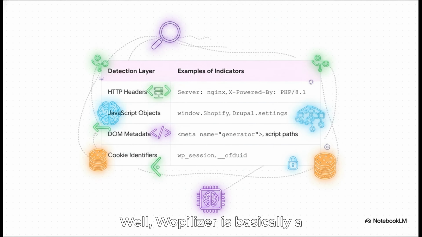Well, Wappalyzer is basically a digital detective. It looks for clues everywhere. It scans the HTTP headers for server info, it peeks at the JavaScript objects loaded in the browser, it checks the HTML for certain tags, and it even looks at the names of cookies. By piecing all these clues together, it gives you a super accurate profile of the site's entire tech stack.